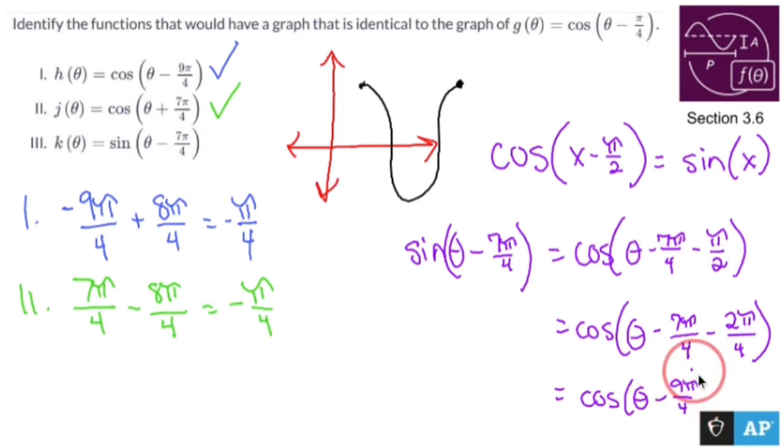Wait a minute. That's the same as the first one. So this guy is the same as that guy, which is the same as that guy. They're all the same graph. Well, would you look at that? Isn't that neat? It is. It's very neat.